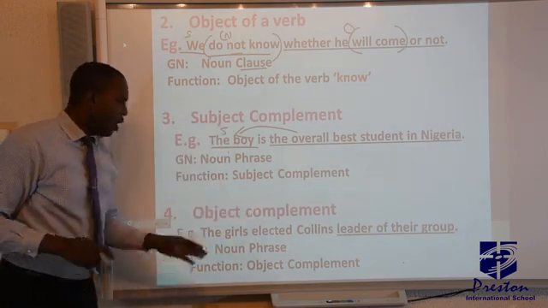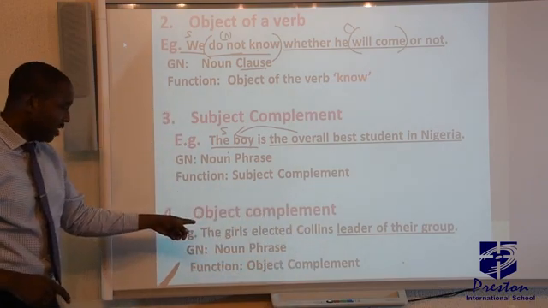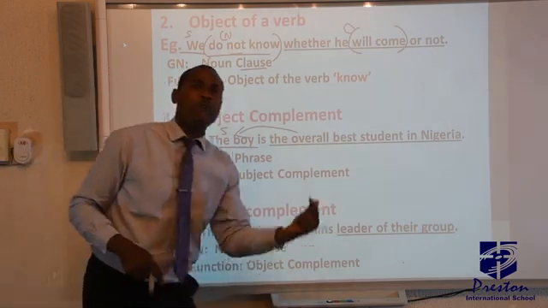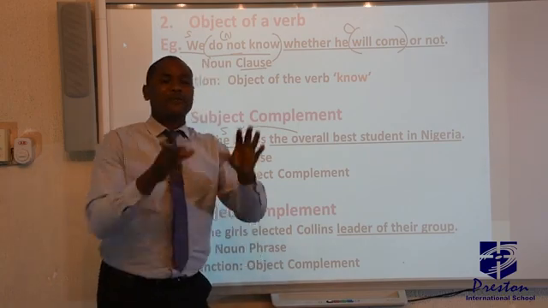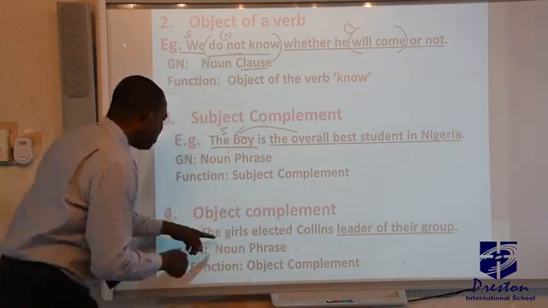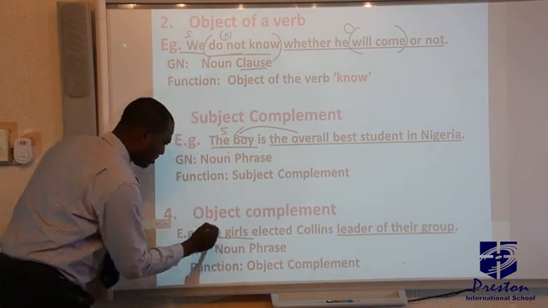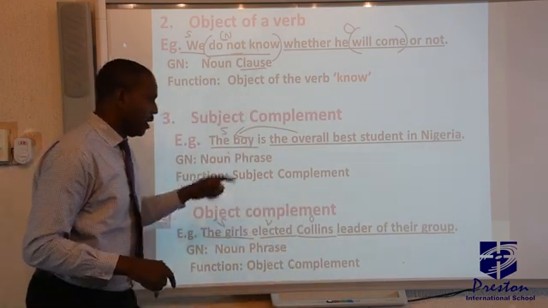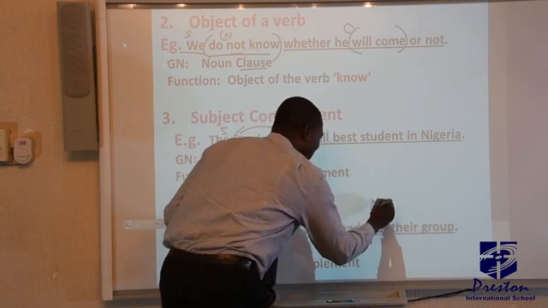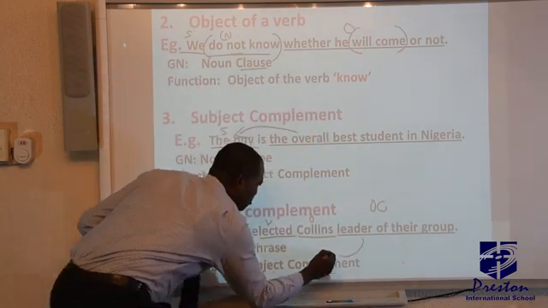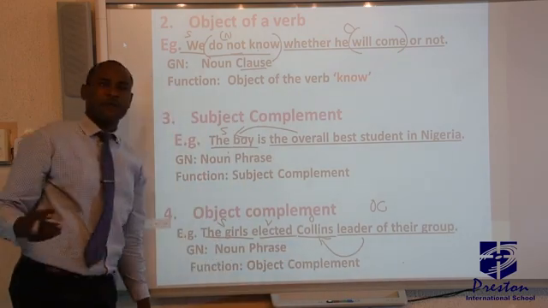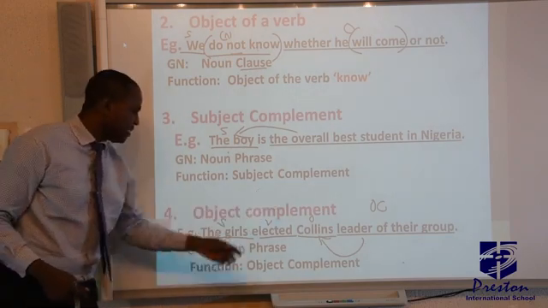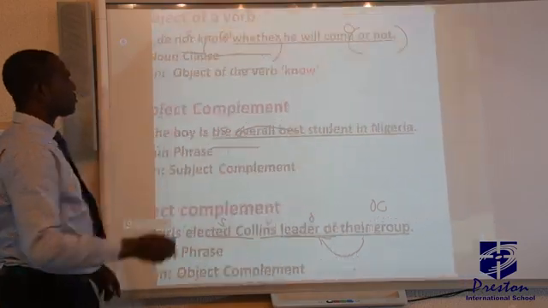Next, object complement. As it implies here, it tells you more about the object. That means you are having two objects, one telling you more about the other, known as direct and indirect objects. Now, the girls elected Collins. The girls, subject; elected, verb; Collins is the direct object. Leader of their group is now your object complement, OC, because it tells you more. It makes reference back to Collins, the object of the sentence. So the grammatical name is noun phrase, function: object complement.